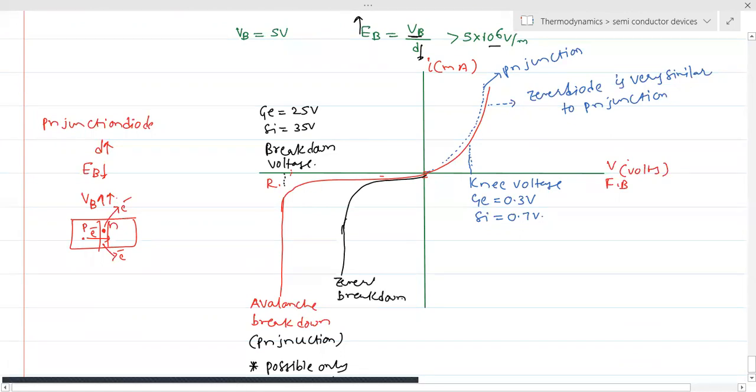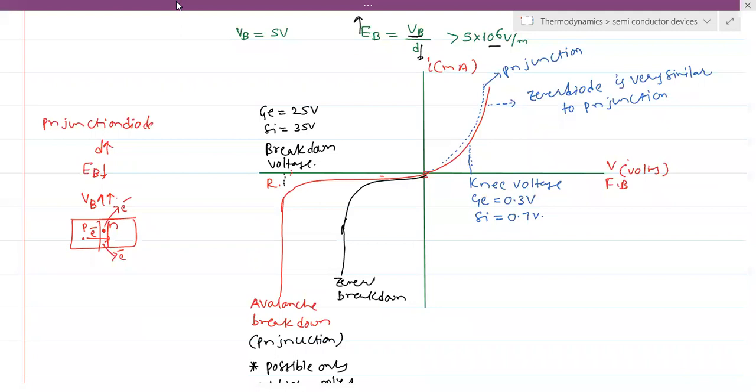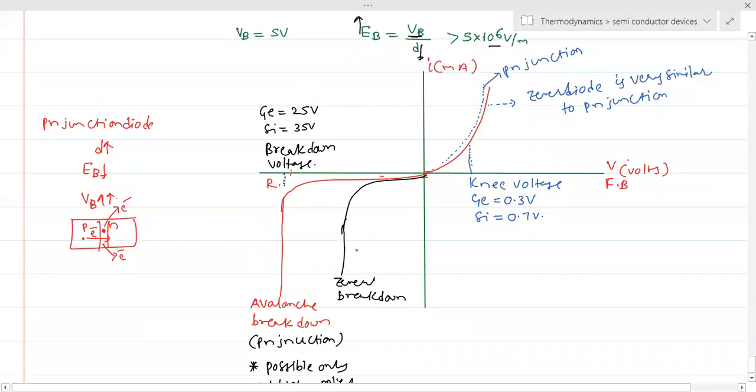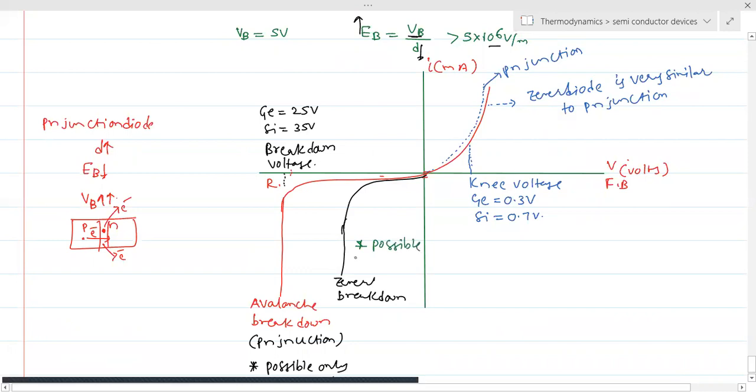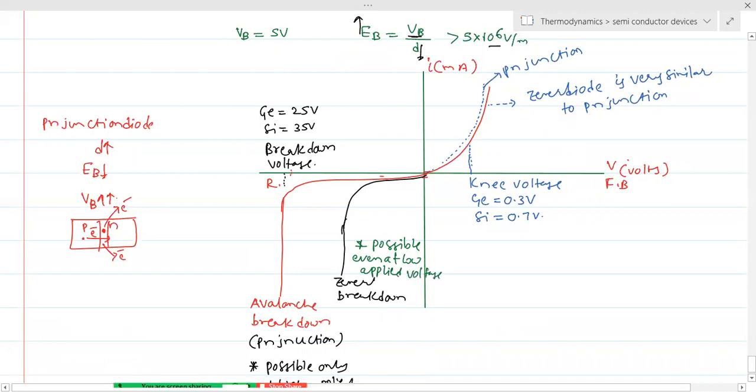This is called Zener breakdown. The speciality of this Zener breakdown is that it is possible even at low applied voltage. Low applied voltage means whatever voltage you are applying by the battery, which we call the applied voltage.